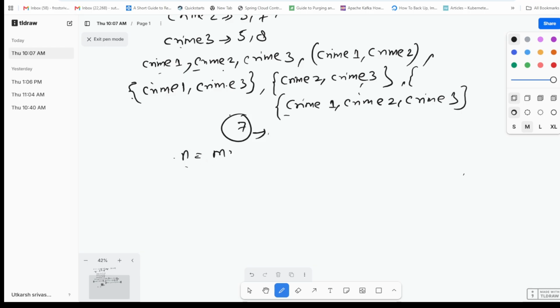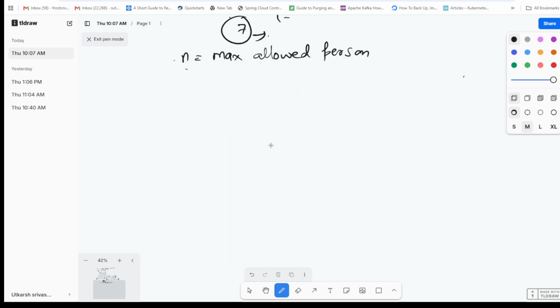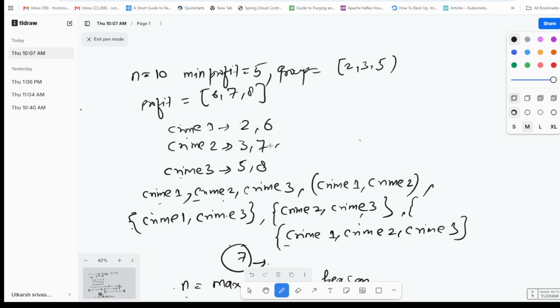This is the max allowed person, so we should not exceed this n. Okay, so minimum profit 5. Also one more thing we need to keep in mind is that the profit they made is at least 5. In all the crimes, the profit that we made is at least 5. If you see crime 1, the profit that we made is 6. So this is also totally fine.